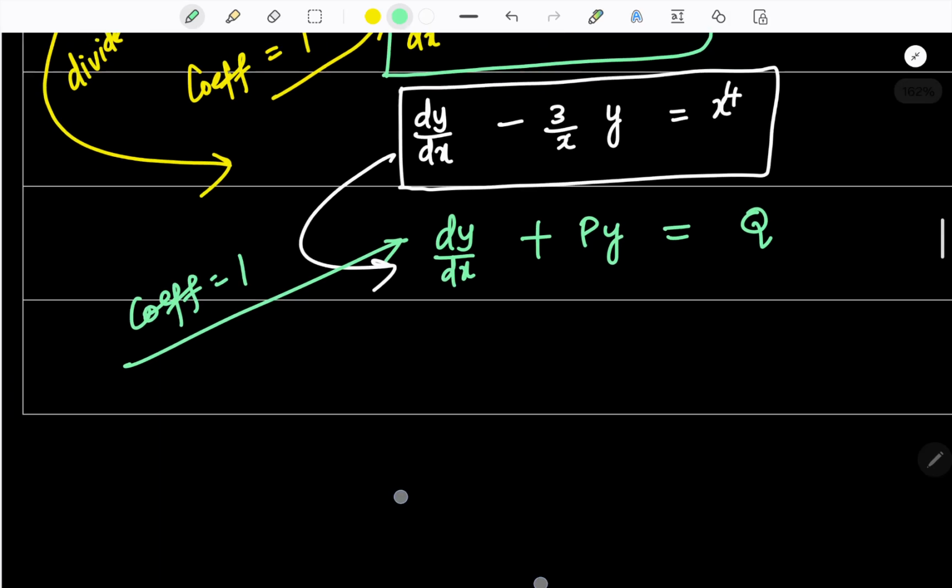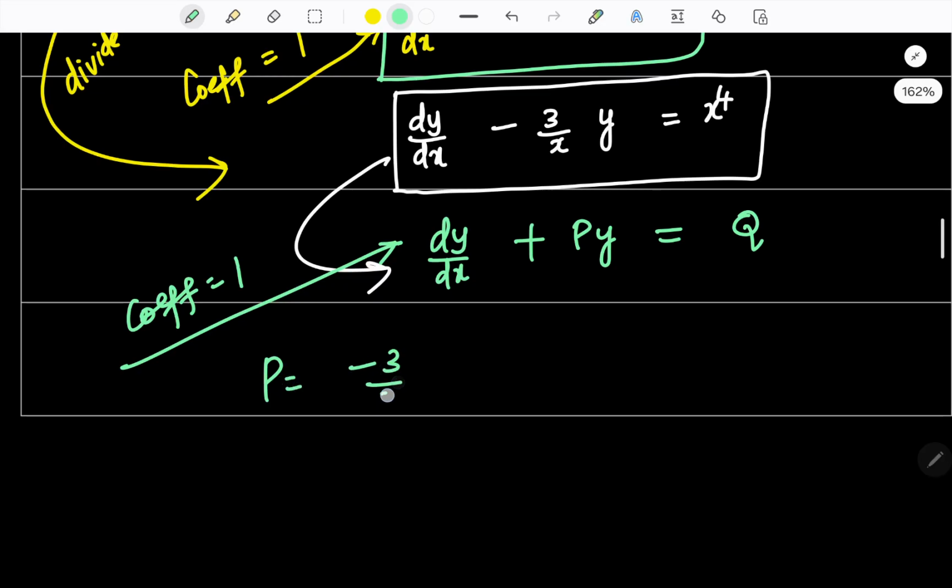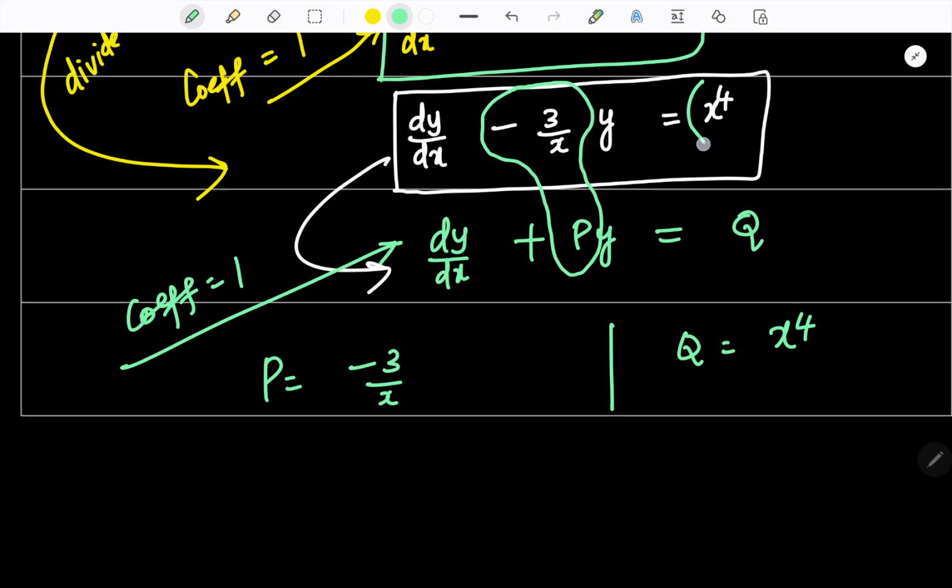So now what is your p? Your p is minus 3 by x. And what is your q? Your q is x power 4. What do you mean by p? I said the coefficient of y is p. And what is q? Q is the term which is after the equal sign.